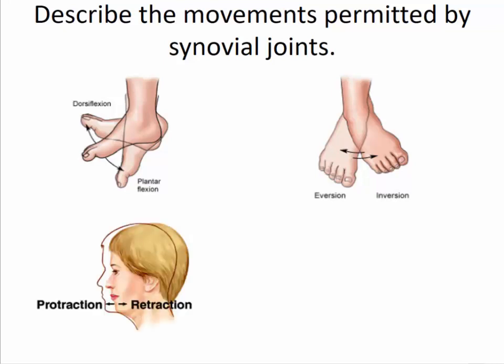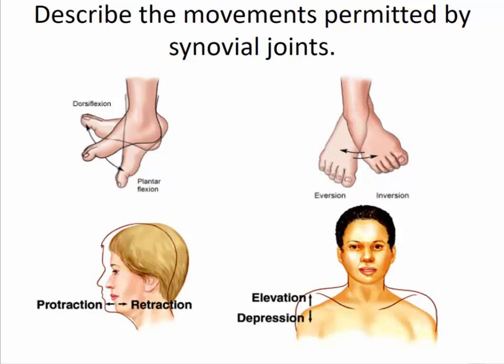Protraction and retraction. In this case, the image is showing the entire head being protracted, brought forward, and then retracted, brought back. And then elevation and depression. Elevation is lifting upwards, as the person is doing with their shoulders here, and then depression, moving them downwards.